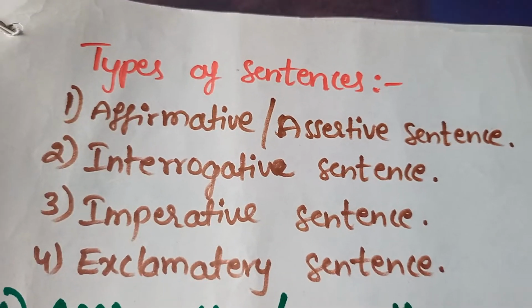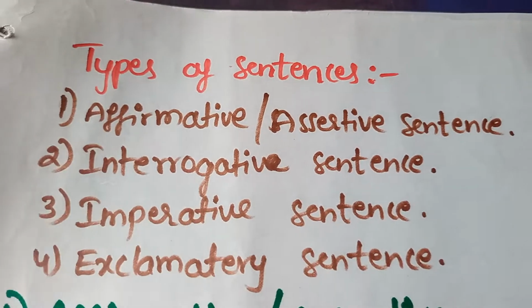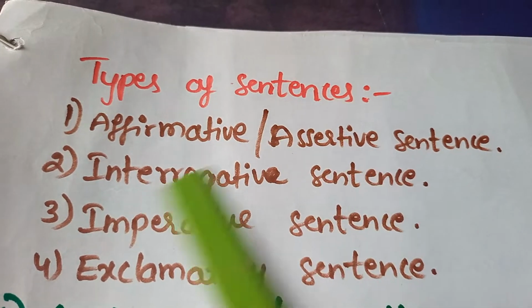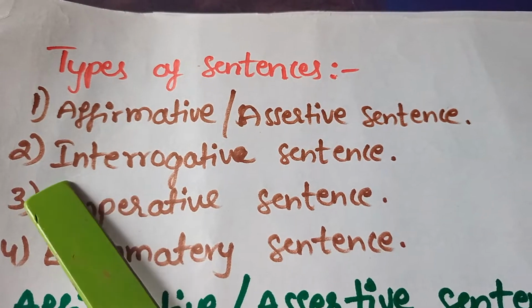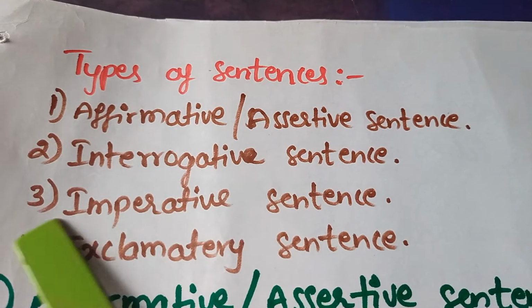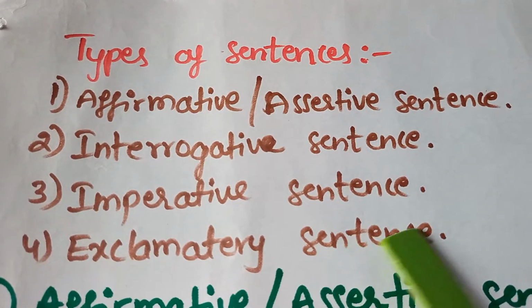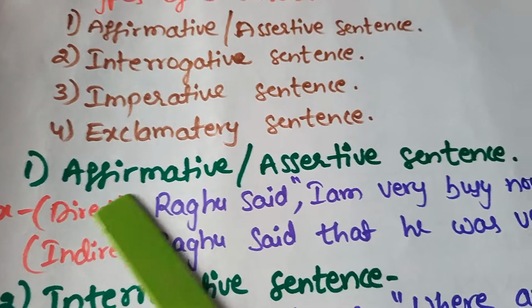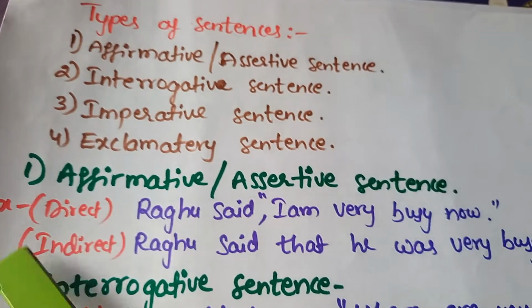We have to change direct speech into indirect speech according to the type of sentence. Here the types of sentences are given. First one, affirmative or assertive sentence. Second one, interrogative sentence. Third one, imperative sentence. Fourth one, exclamatory sentence. Model sentences are given according to the type of sentence.